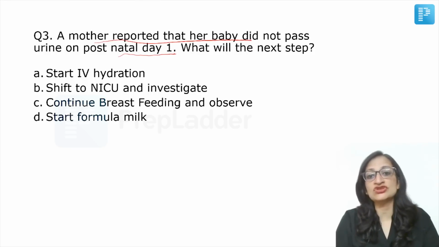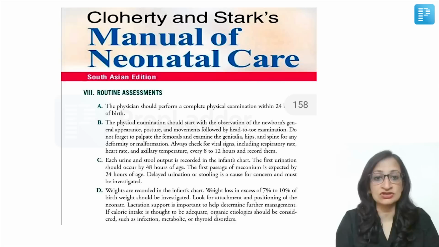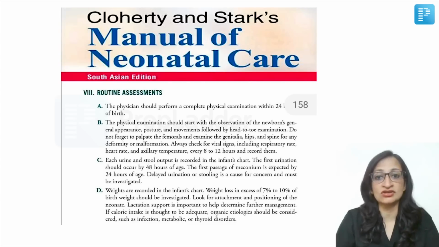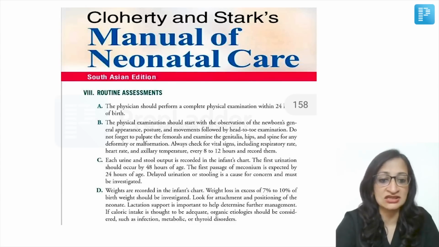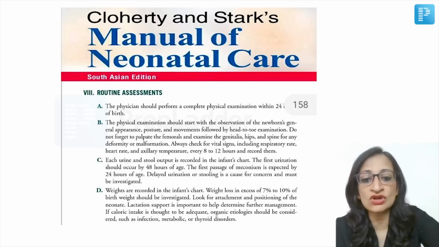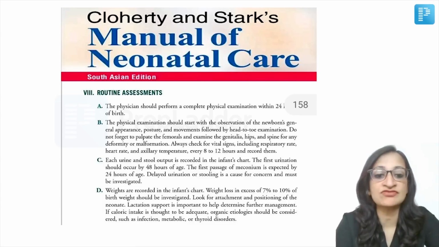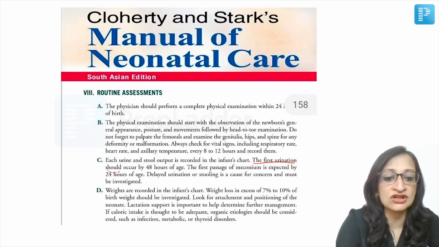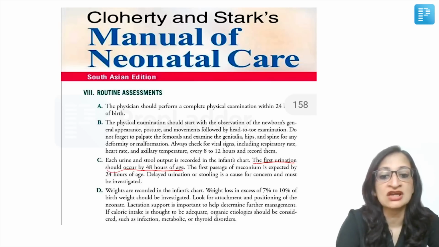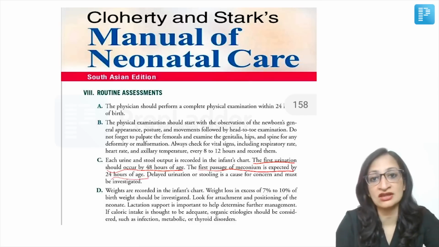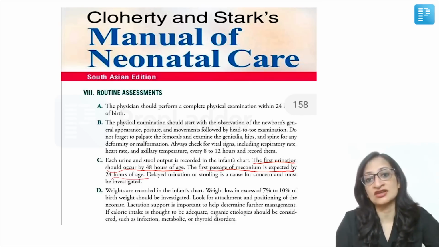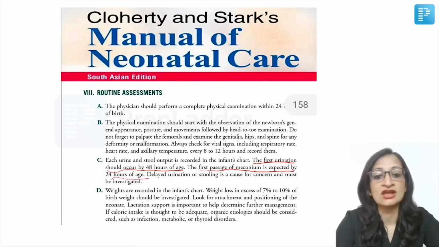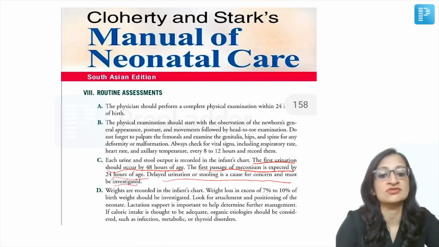Now, friends, for this, we need to know the normal physiology of newborns. So this is what Lo Hearty Newborn Care in the latest edition says about urine and stool output. The baby's first urination should occur by 48 hours of age, and first passage of meconium is expected by 24 hours of age. So till 48 hours, if the baby has not passed urine, then this delayed urination or stooling will be a cause of concern and must be investigated.